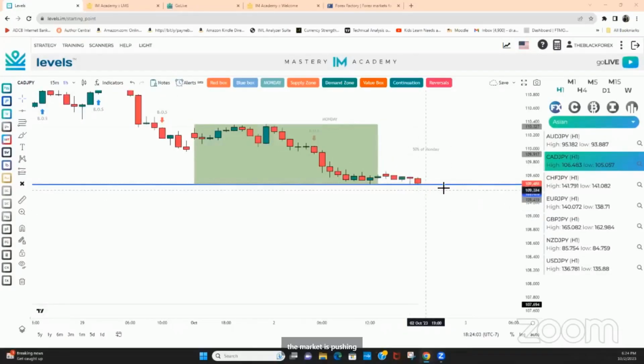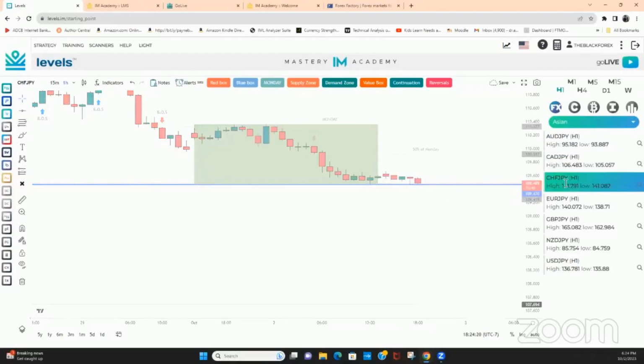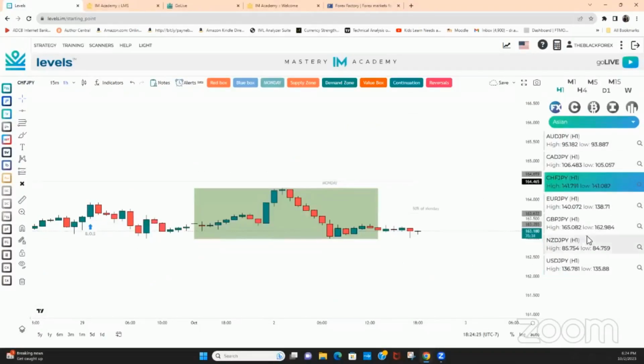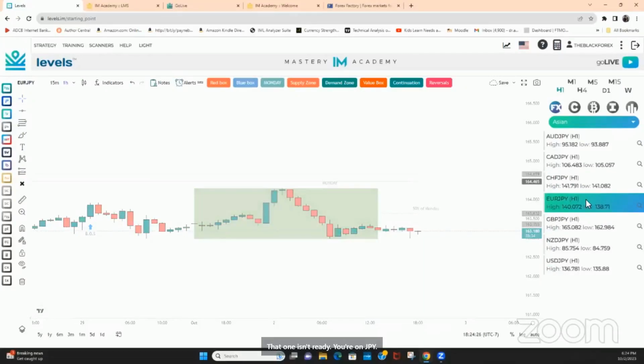So the market is pushing down here. Capiche? And I want to see the market open and close right here with a candle. All right, that one isn't ready.